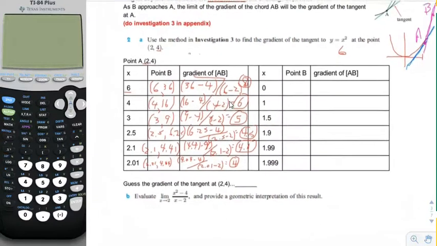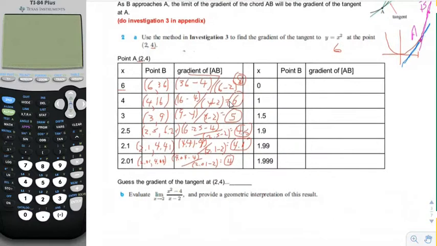Okay, now let's try going from the left. So now the point B is going to be 0, 0. And so now we're going to find the gradient here. We don't have to do B minus A, we could do A minus B, because then we would get positive numbers. Either way, we're going to get the same thing, because negative numbers divided by negative numbers give you a positive number anyway.